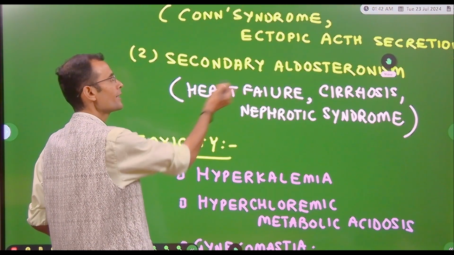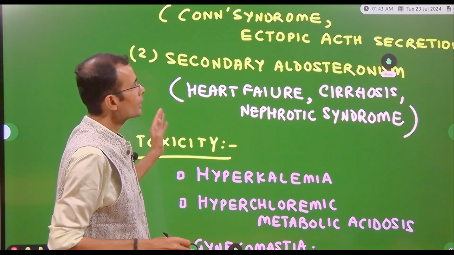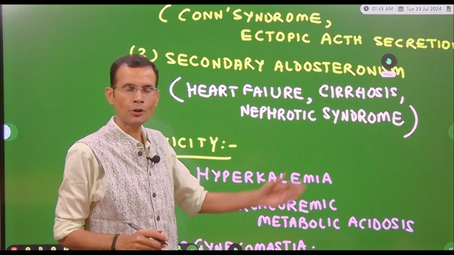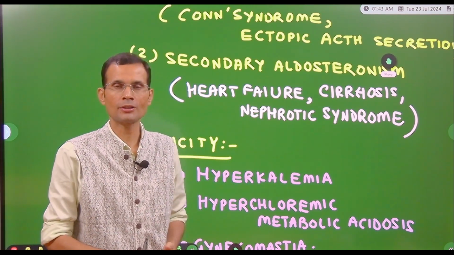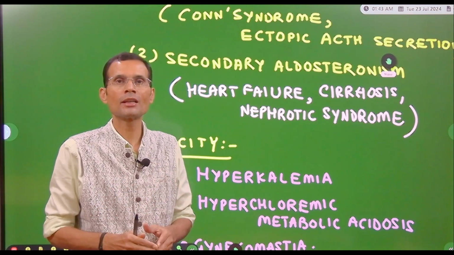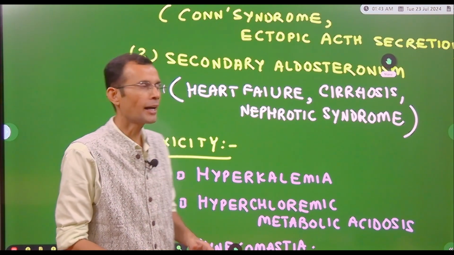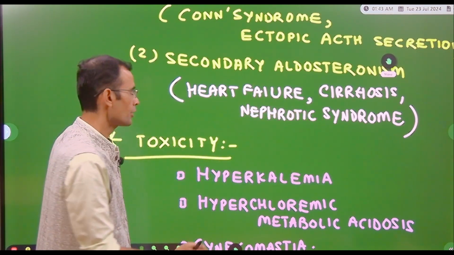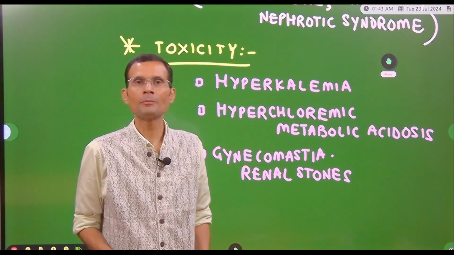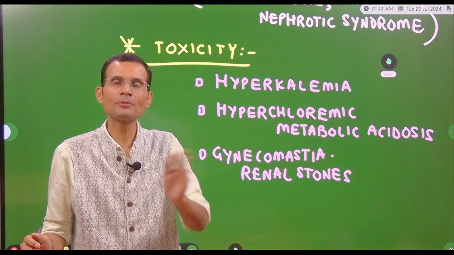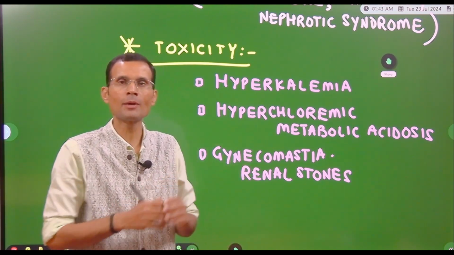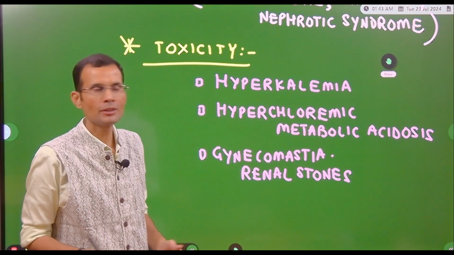Simple. Or secondary aldosteronism, which is associated with, let's say, heart failure, hepatic cirrhosis or nephrotic syndrome. There is secondary hyperaldosteronism in these conditions. That is where we can also use potassium sparing diuretics, because they will act as aldosterone antagonists and will reduce the symptoms of hyperaldosteronism. Toxicity, this is simple now. Hyperkalemia, obviously, because they stop the potassium secretion. So potassium is retained in the body, and potassium retained in the plasma means hyperkalemia will be the result.